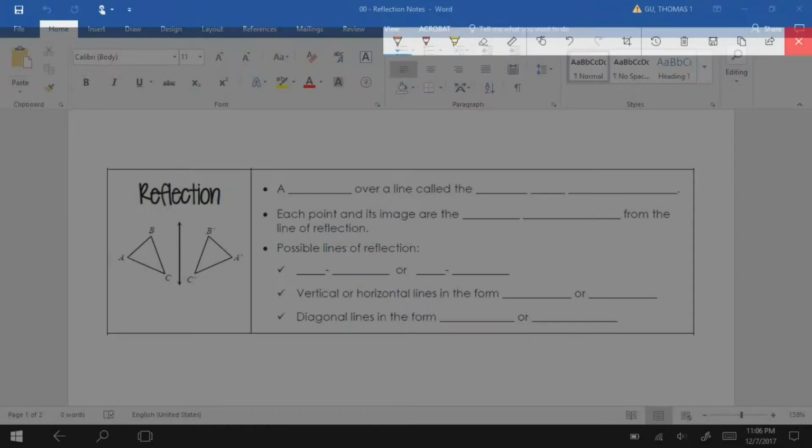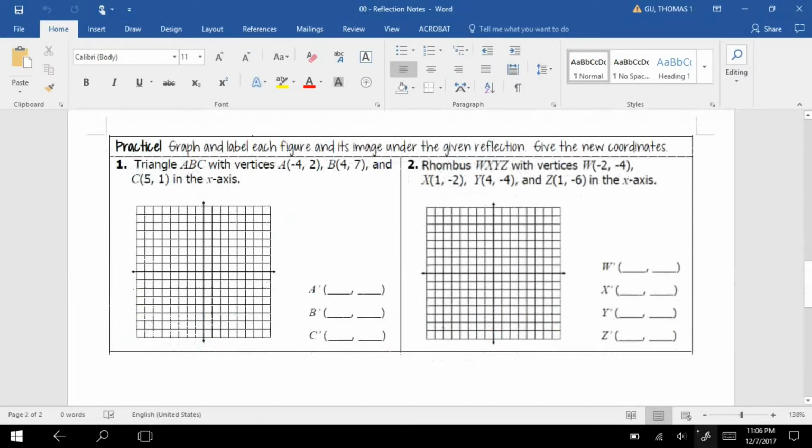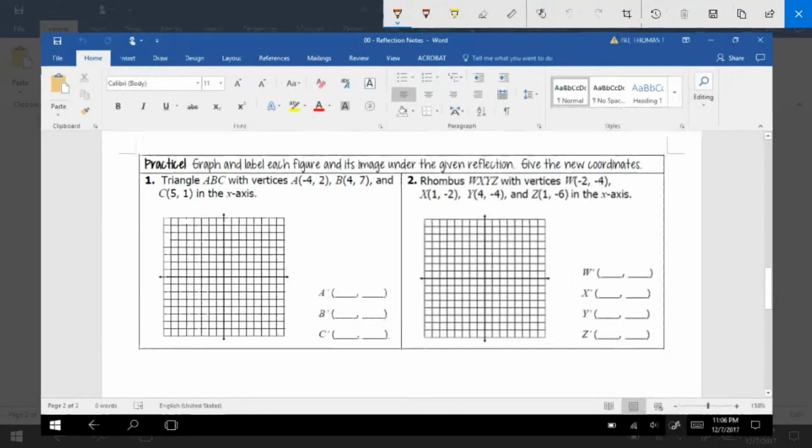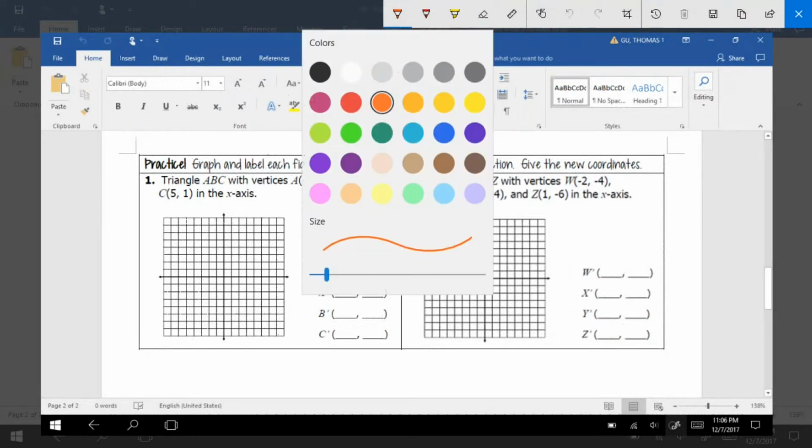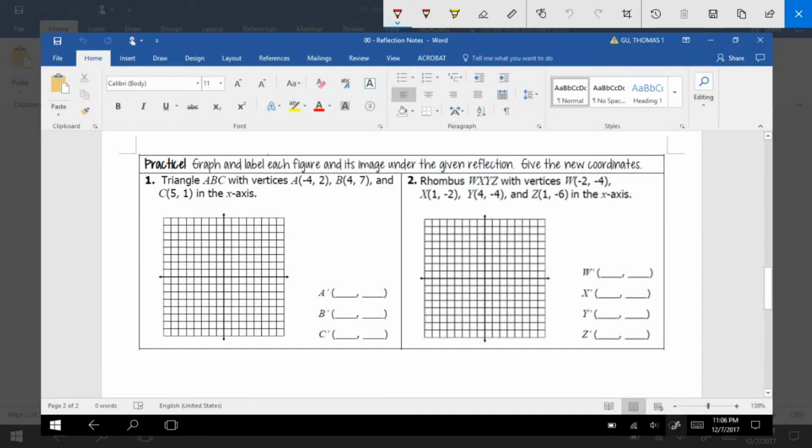Number 1. Let's take a look. We're going to graph and label each figure and its image under the given reflection, and then we're going to give the new coordinates. And you're going to see some special rules about an easier way to think about these.